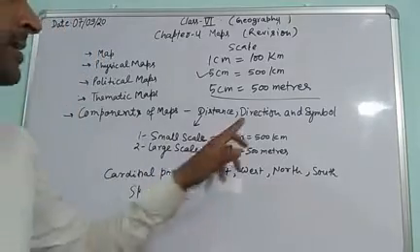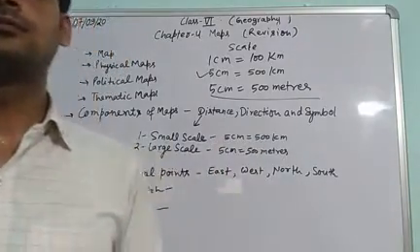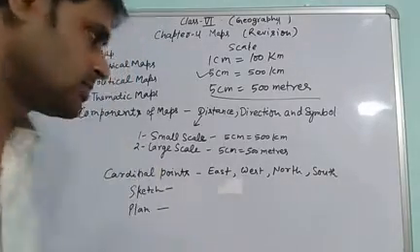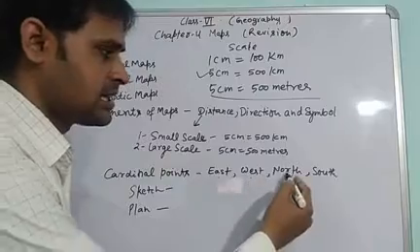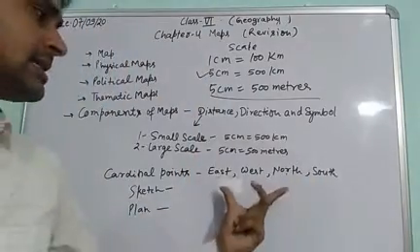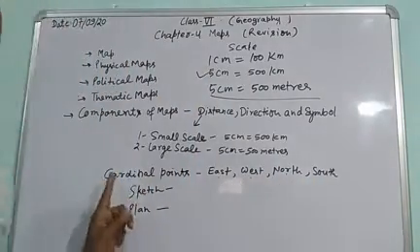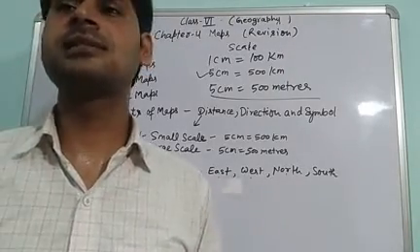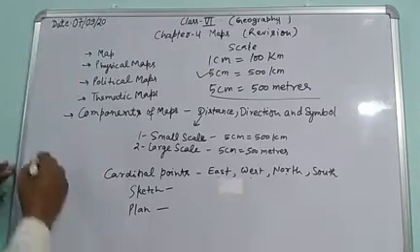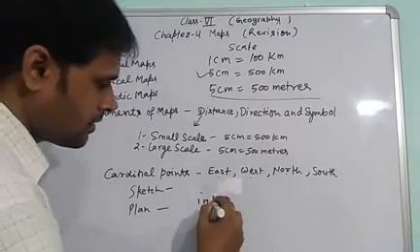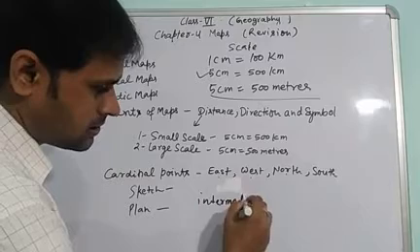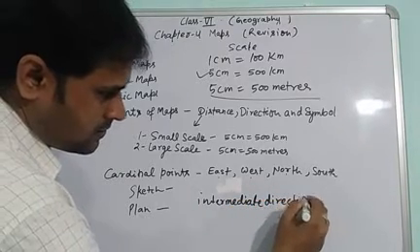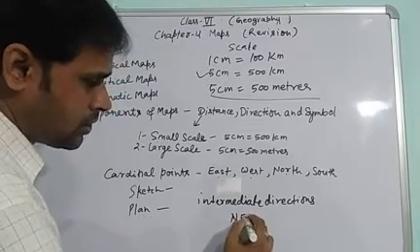Large scale maps give more information than small scale maps. Next is direction. There are four major directions: east, west, north and south, and these are called cardinal points. Four other intermediate directions are also there.